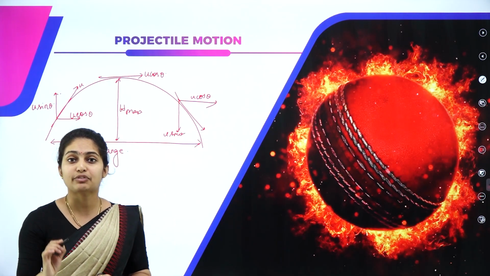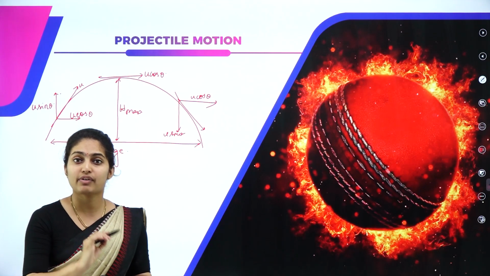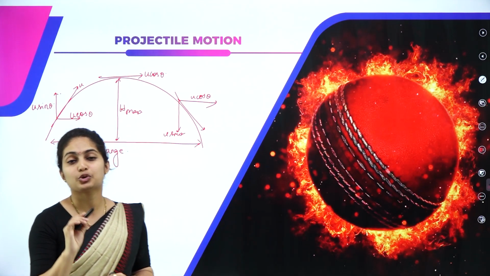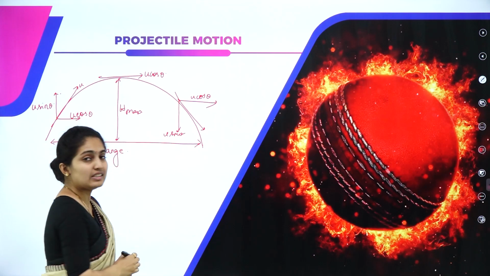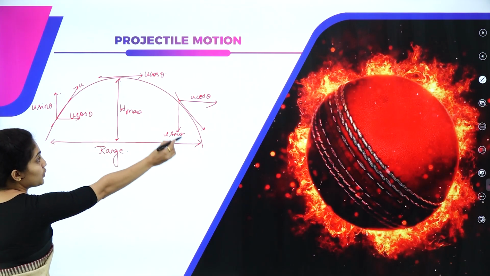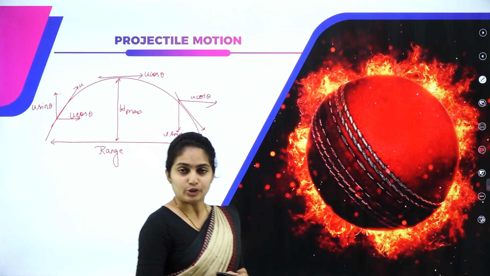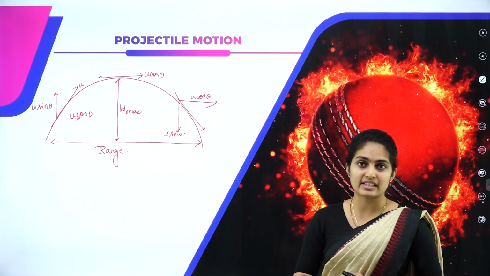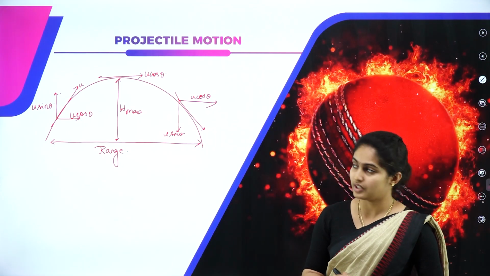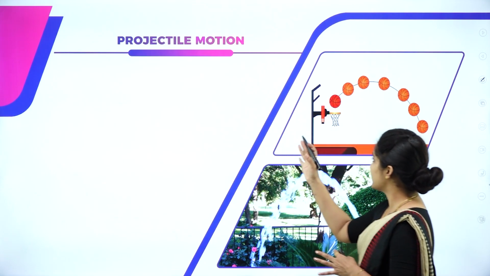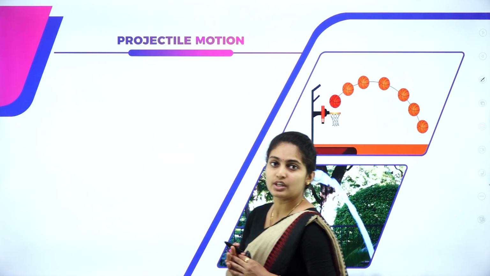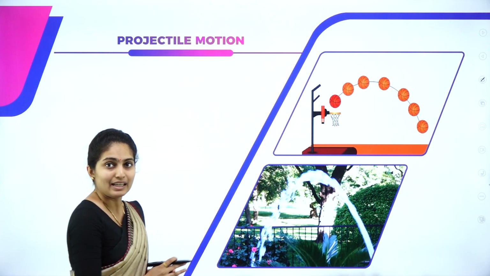And the final velocity v is said to be 0 as it touches the ground after it undergoes this parabolic path. So this type of motion is called projectile motion. Coming to this, you can see different examples with respect to projectile motion.